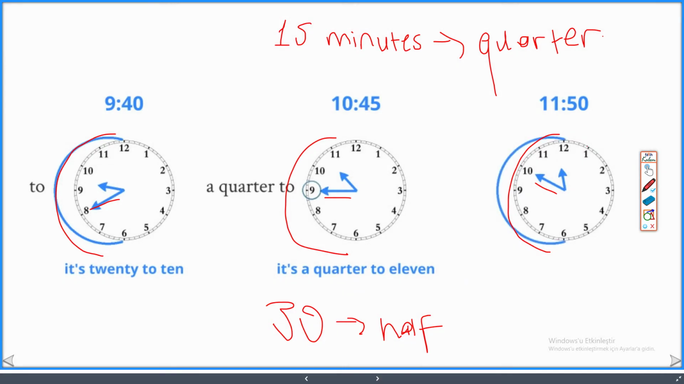Yes, and it is 11:50, and that means it is 10 to 12. Our clock is on 11, but by saying 2, I refer to the next hour. After 11 we have 12, and that means it is 10 to 12. Okay, don't ever forget that, guys.